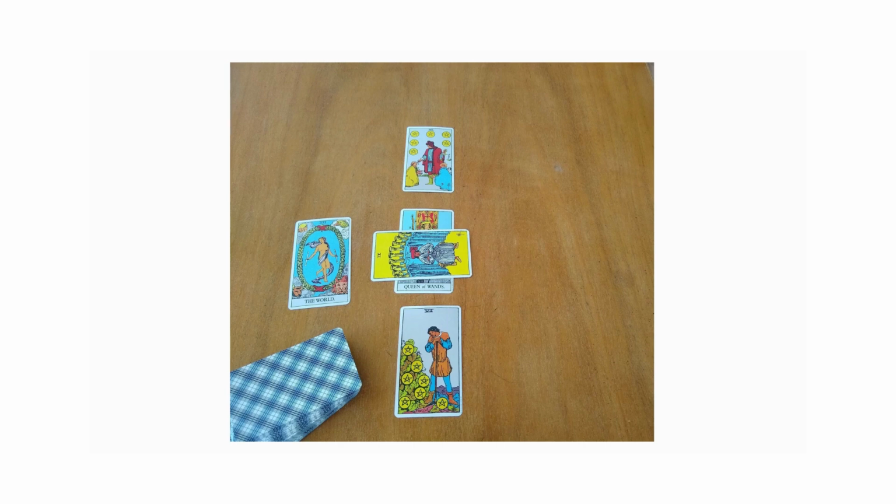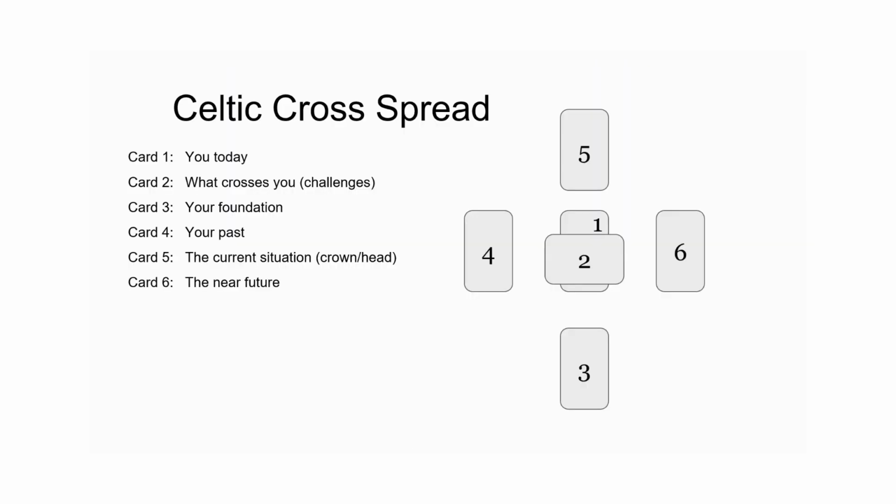Okay, on to the future card. Card number 6 is the near future, and like card number 4, the past card, it should be read in the context of the question and the cards surrounding it.